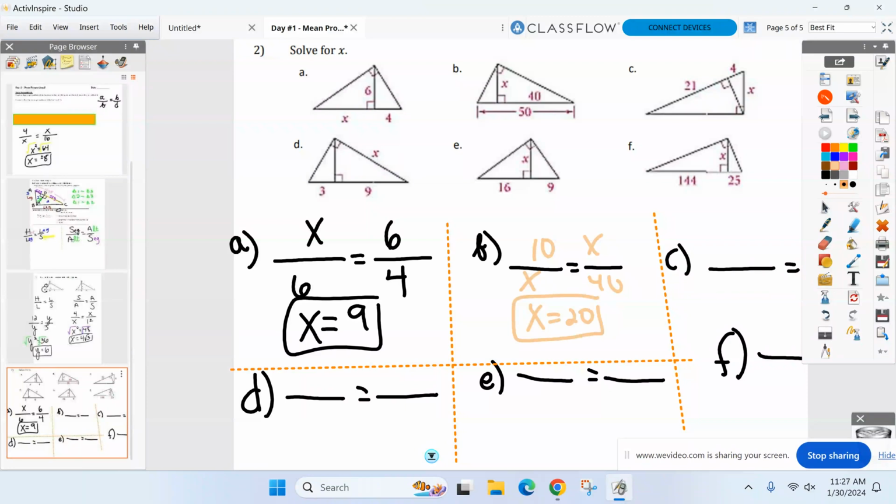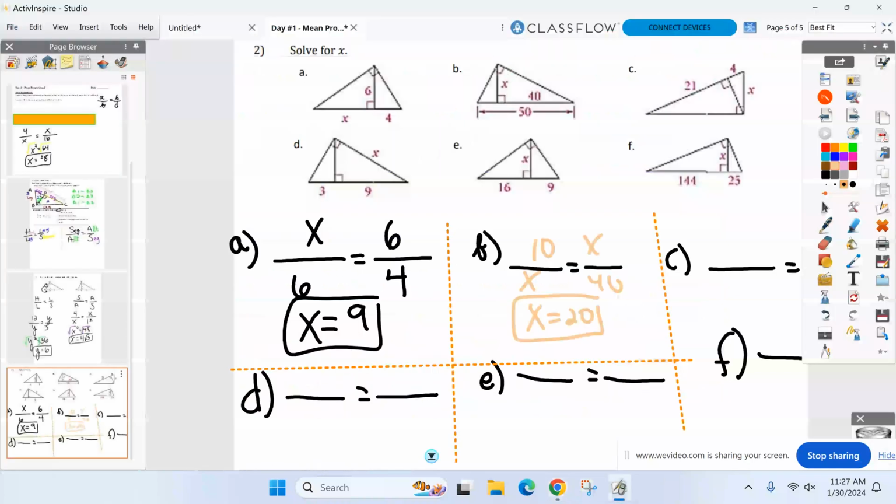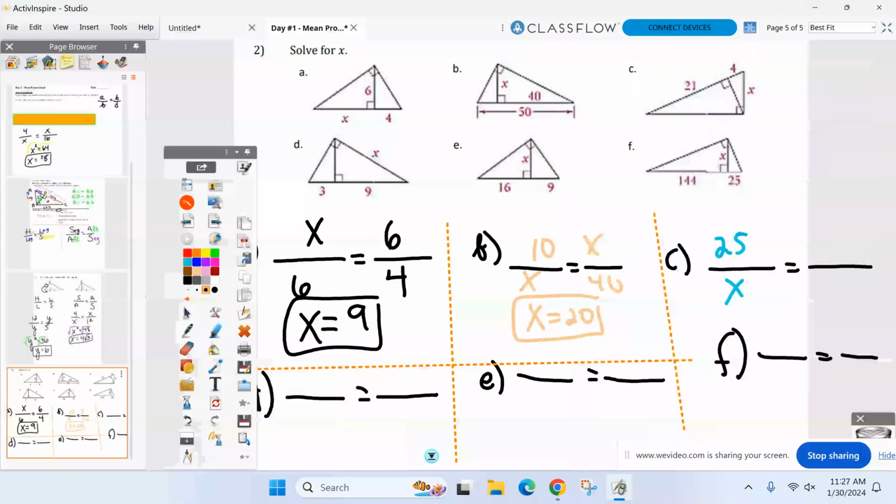C. Oh, boy. Here we go. Can't go again. Olivia needs somebody else. Wow, Will's not even here. All right, we're good there. 8. Josh, what do you got for your proportion? 25 over x equals x over 4. Yep. Here you go. What was your answer? X equals 10. Good.